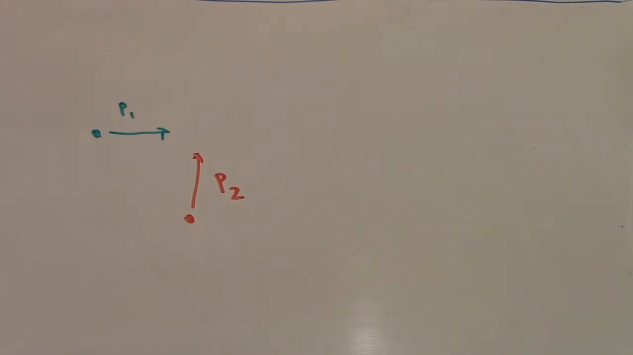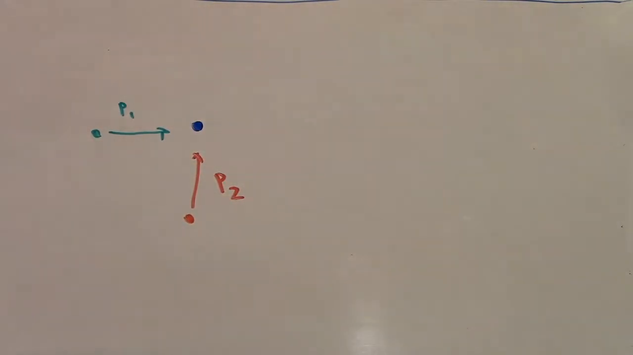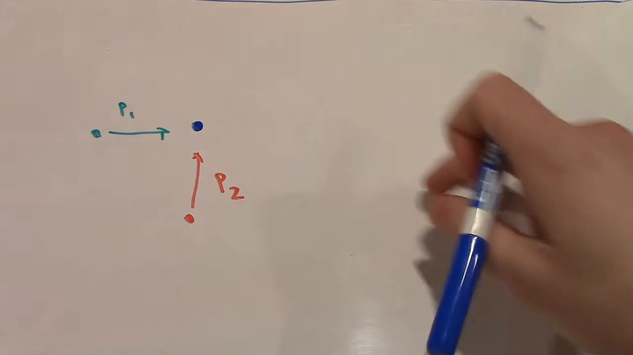Now, let's say that these two particles collide and stick together. Now note that when objects collide, they do not necessarily need to stick together. They could very easily bounce off. However, having them stick together makes calculations easier. But nevertheless, we'll say that these two objects collide and stick together.